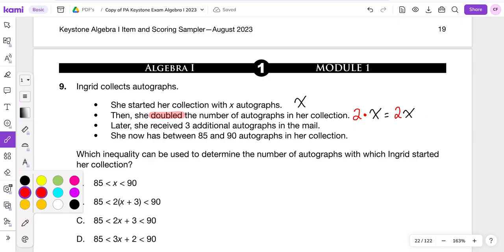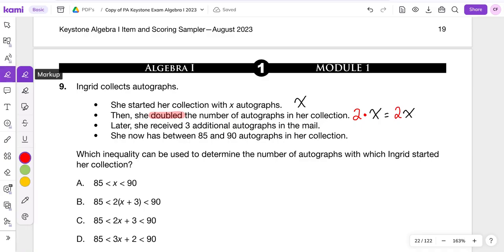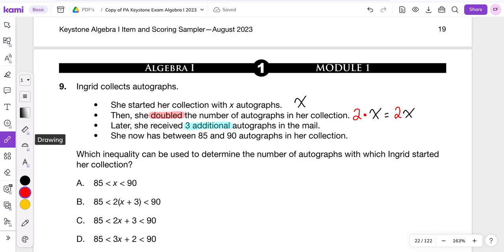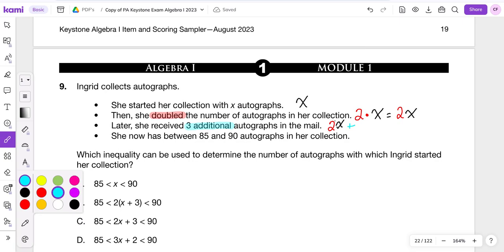Then it says she received 3 additional autographs. Well, additional tells us that that will be adding 3. So now what I have, from line 1 I had X, line 2 I now have 2X, but line 3 is now going to be the 2X plus 3. So that tells us what the guts of the problem are, the inside of the compound inequality.